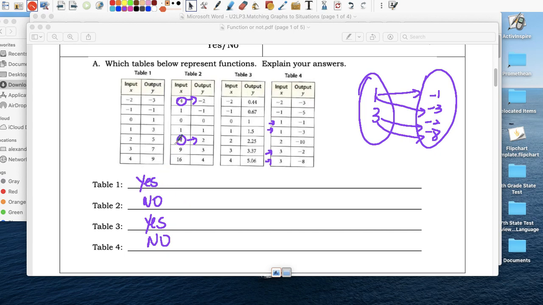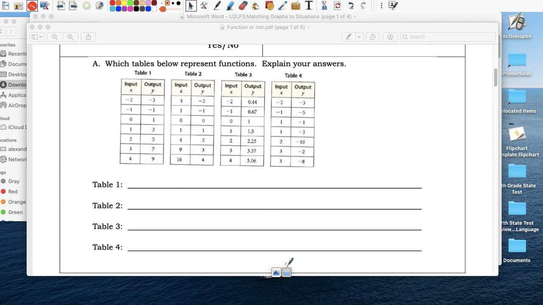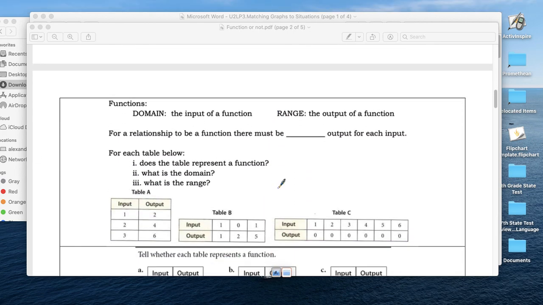If it's a yes, you can just write, for every input there's one output, and if it's a no, you can write that there were inputs that had two outputs.